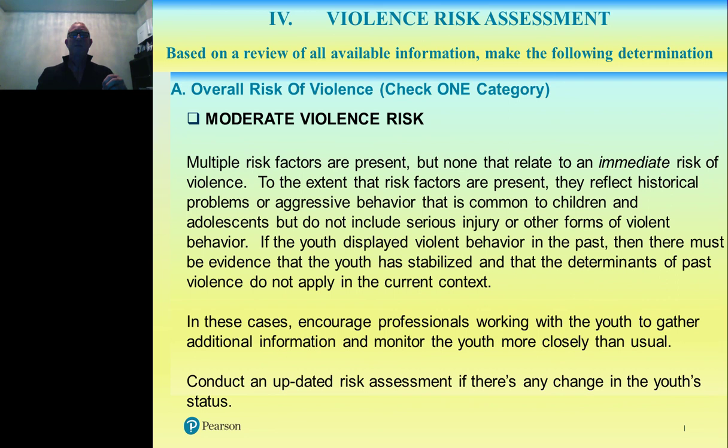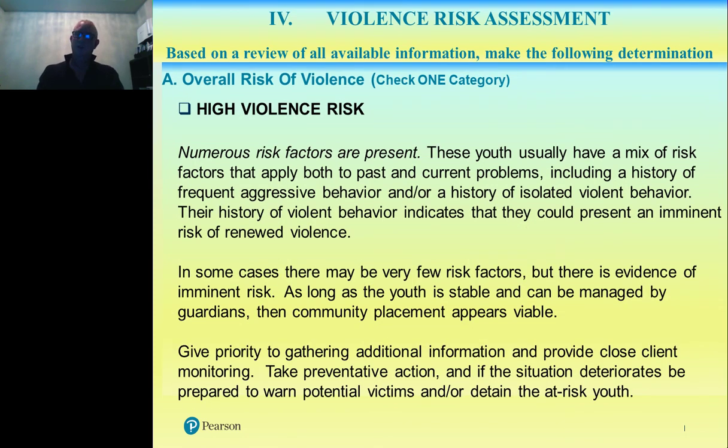If the use is in the past, then the evidence of past violence does not apply in the current context. That is evidence and information you're getting through their family, school, therapists, community workers, probation officers or counselors. You're seeing less of the critical escalations on some of those factors, but because this group is still at risk, you may consider wanting to do a follow-up investigation or evaluation.